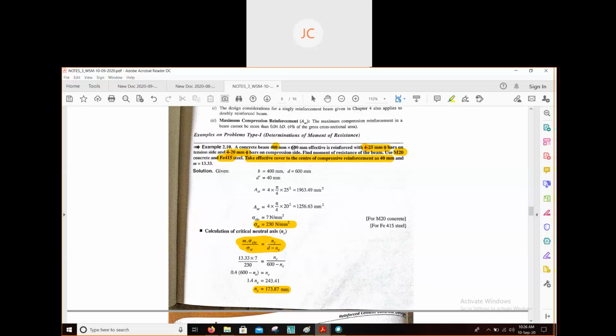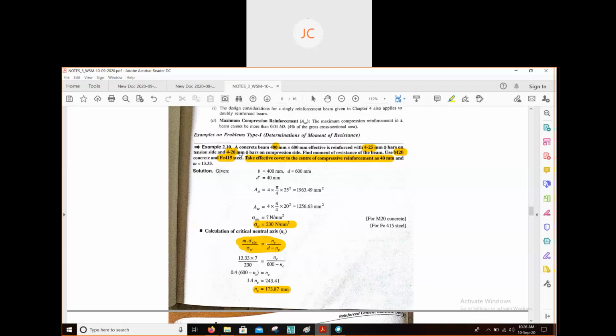Okay, so the section is 300 by 500. And the reinforcement is 4 bars of 20 millimeter diameter. Here you make it 20. 4 into 20 millimeter here in the tension side, and here you write down 3 into 20 millimeter bars.